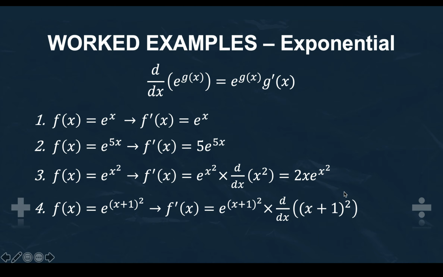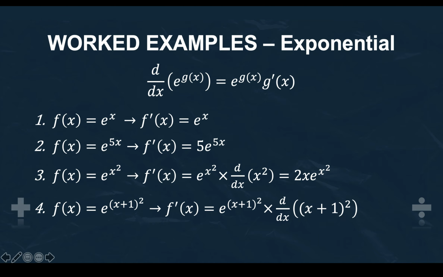Now, a slightly more difficult question. f of x equals e to the (x plus 1) squared. If I want the derivative of this, in this case g of x is going to be (x plus 1) squared. So that means the derivative of e to the (x plus 1) squared is going to be e to the (x plus 1) squared times the derivative of (x plus 1) squared, which is shown here. Now, in order to find the derivative of (x plus 1) squared, you actually have to apply the chain rule.